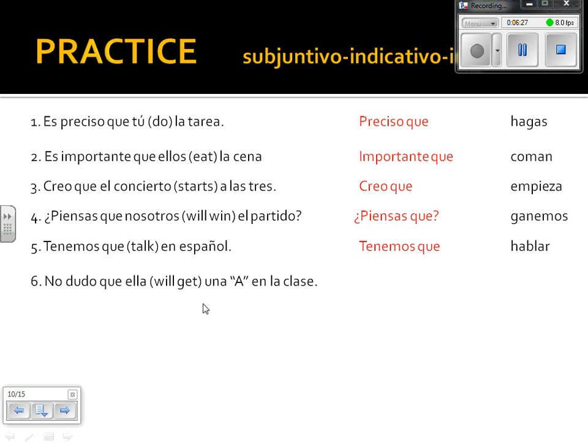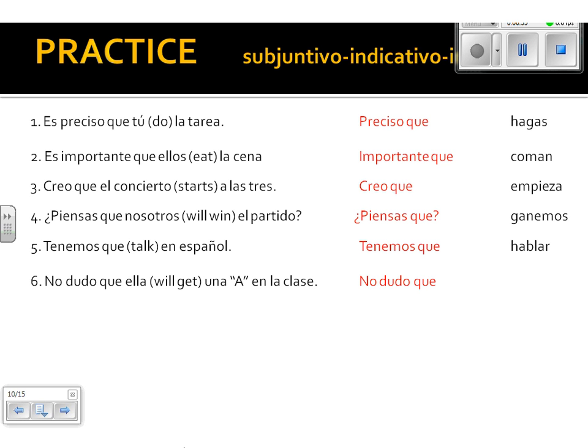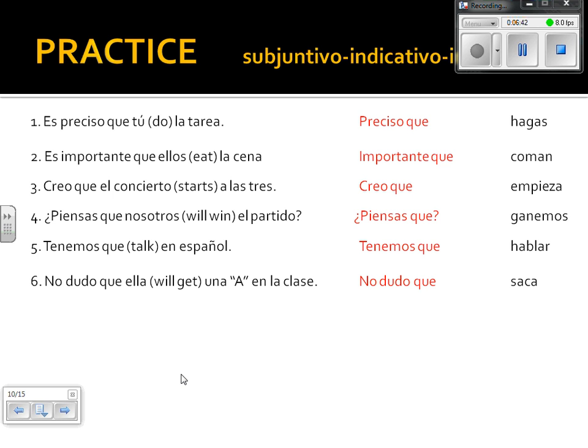Number 6. No dudo que ella will get an A in the class. The trigger phrase here is no dudo que. Dudo que on its own would mean that there is doubt in the sentence requiring the subjunctive form, but since it is no dudo que, you have removed the doubt, making the answer indicative, or saca.